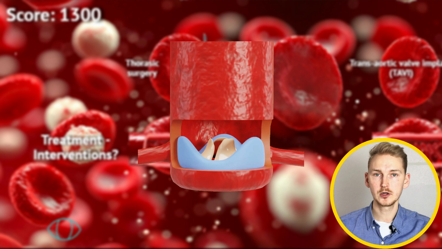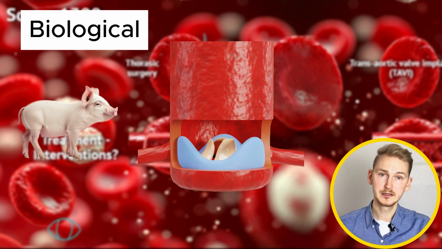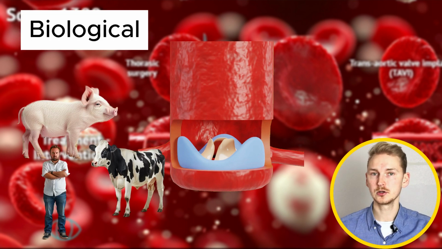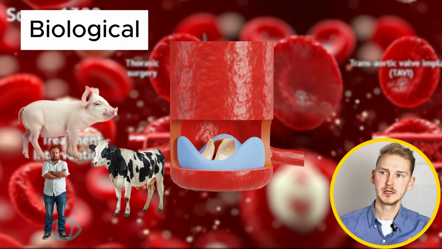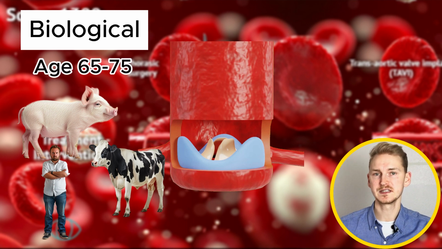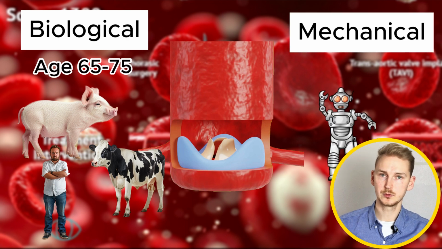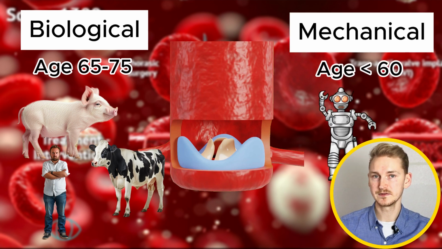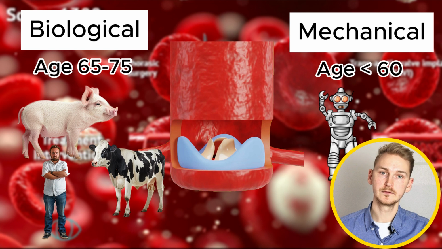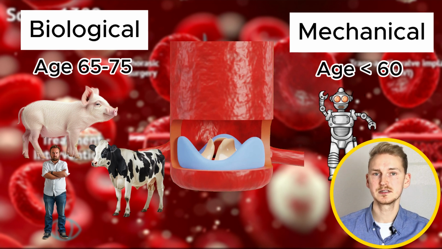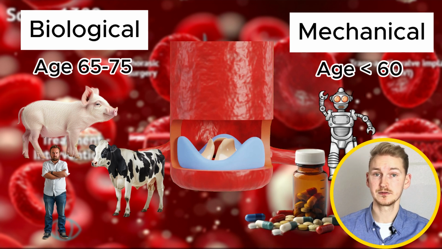The replacement valve can be biological from pig, cow, or human. The biological valves usually require a reoperation within 10 to 20 years, so it's recommended for people above the age of 65. The replacement valve can also be mechanical, which is recommended for people below the age of 60. The problem with this type of valve is that it increases the risk of thrombosis and thromboembolism. If this valve is used, you therefore need to be on warfarin for the rest of your life.